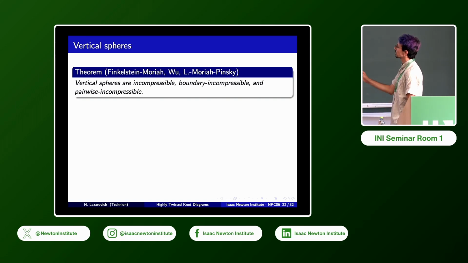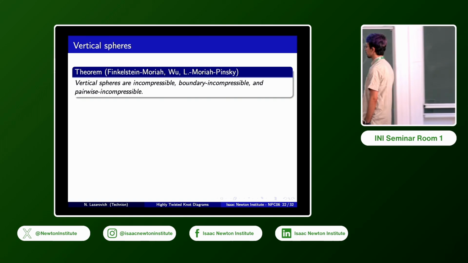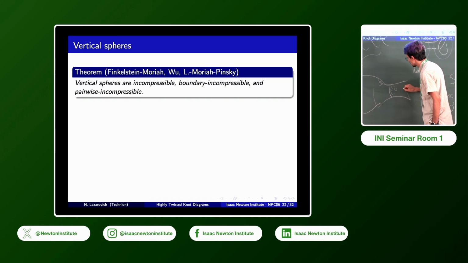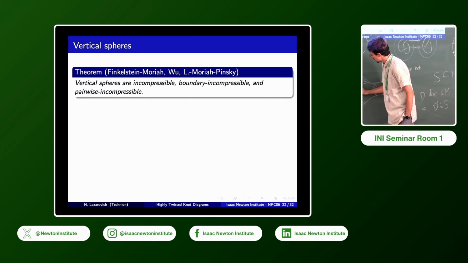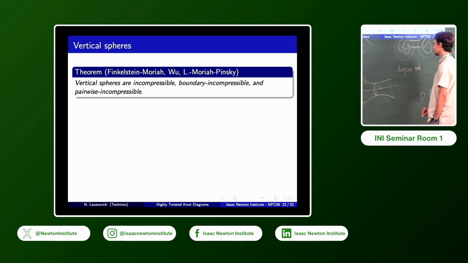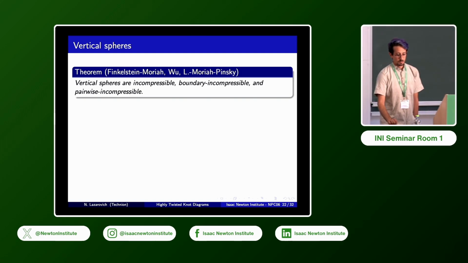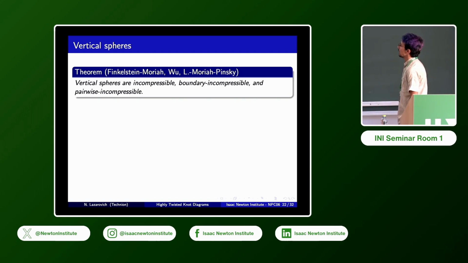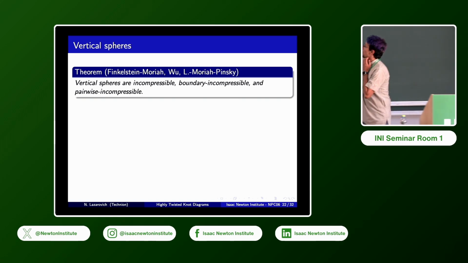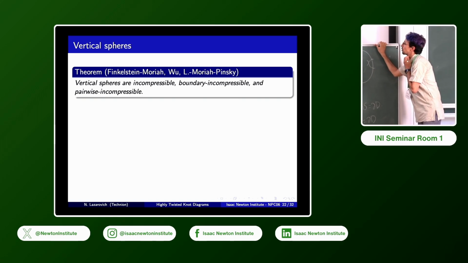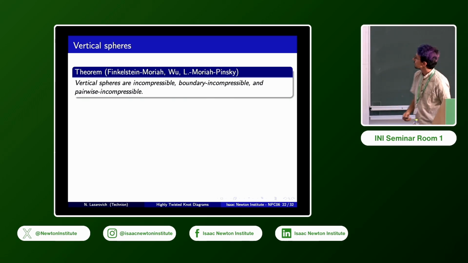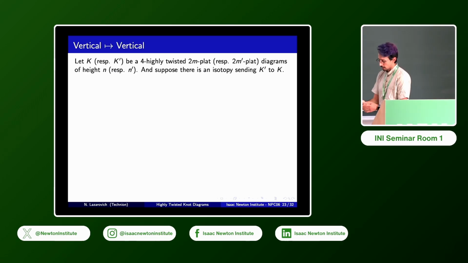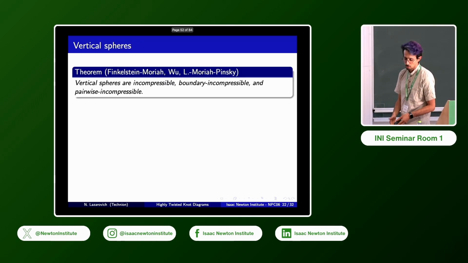Okay, and finally, pairwise incompressible is the same, like, if you have a knot going through this disk, you want to find a disk that the knot goes through. Okay, but anyway, some nice properties of those surfaces. And I can maybe tell you how you prove this theorem.